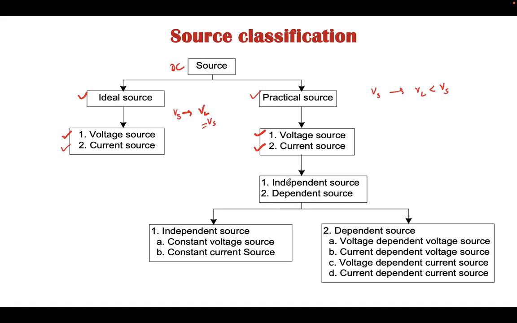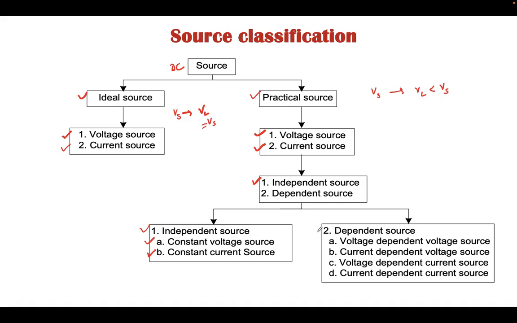Now, in the case of dependent and independent sources, as we can have current sources and voltage sources, we can have a dependent current source and a dependent voltage source. Similarly, we can have an independent voltage source and an independent current source. Independent sources can also be classified as constant voltage source and constant current source. The source which can supply almost constant voltage is known as a constant voltage source, whereas the source which can supply nearly constant current is known as a constant current source.